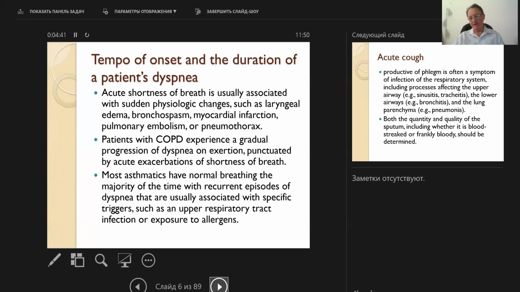But this chronic process is exacerbated under the influence of several factors, including viruses and some kinds of exposure, exacerbation of comorbidity, and sometimes an acute process. For example, a patient with COPD can have pneumonia as an acute infection of the bronchi that exacerbates this chronic process. That's why you should pay attention to comorbidity. Most asthmatics have normal breathing the majority of the time, with recurrent episodes of dyspnea that are usually associated with specific triggers, such as upper respiratory tract infection, lower respiratory tract infection, or exposure to allergens.